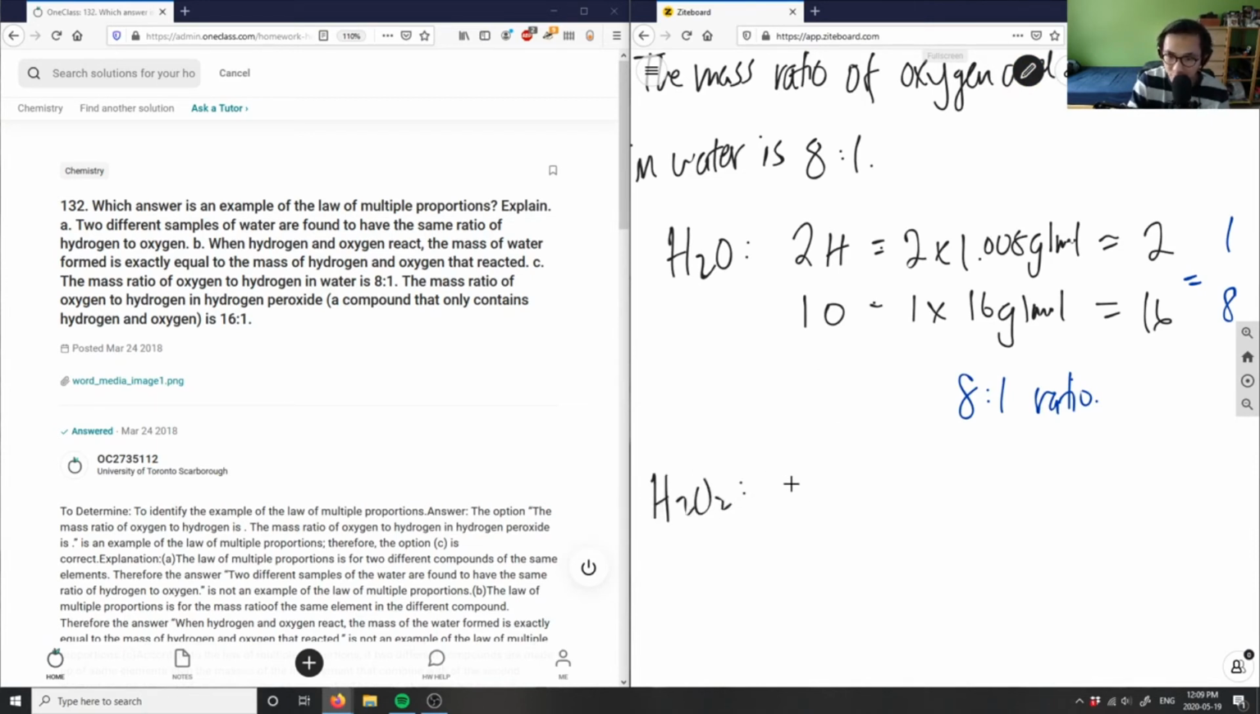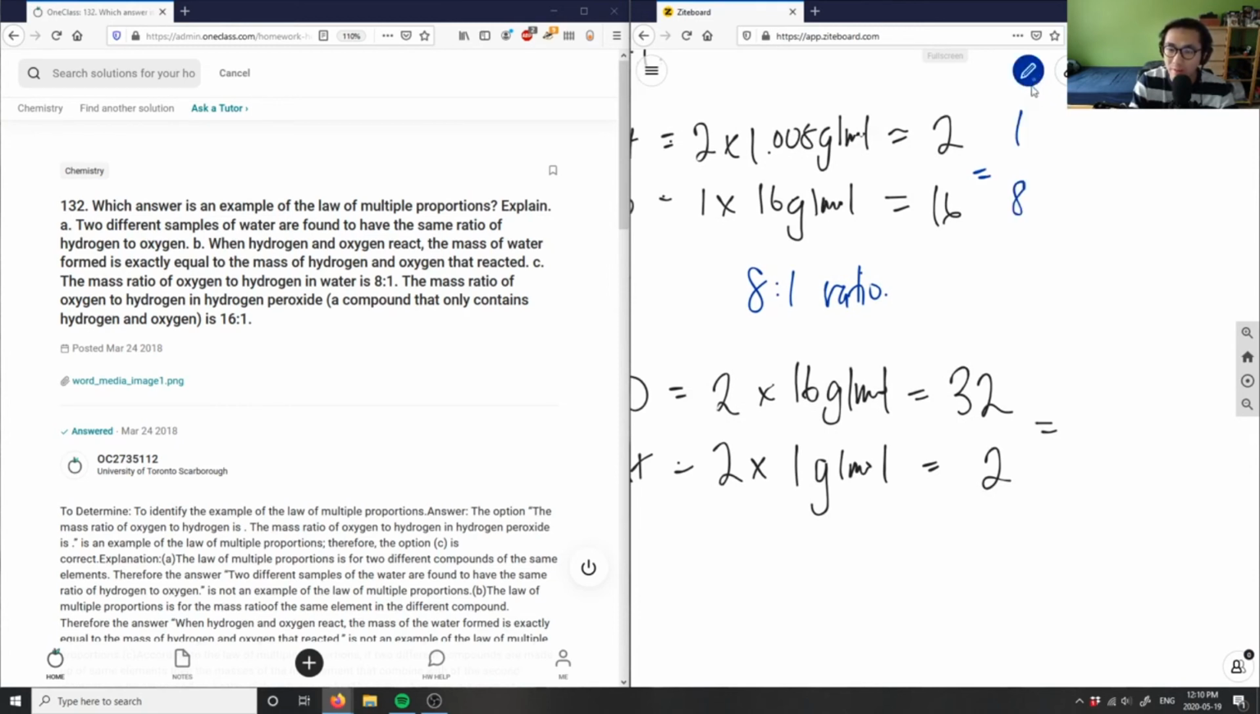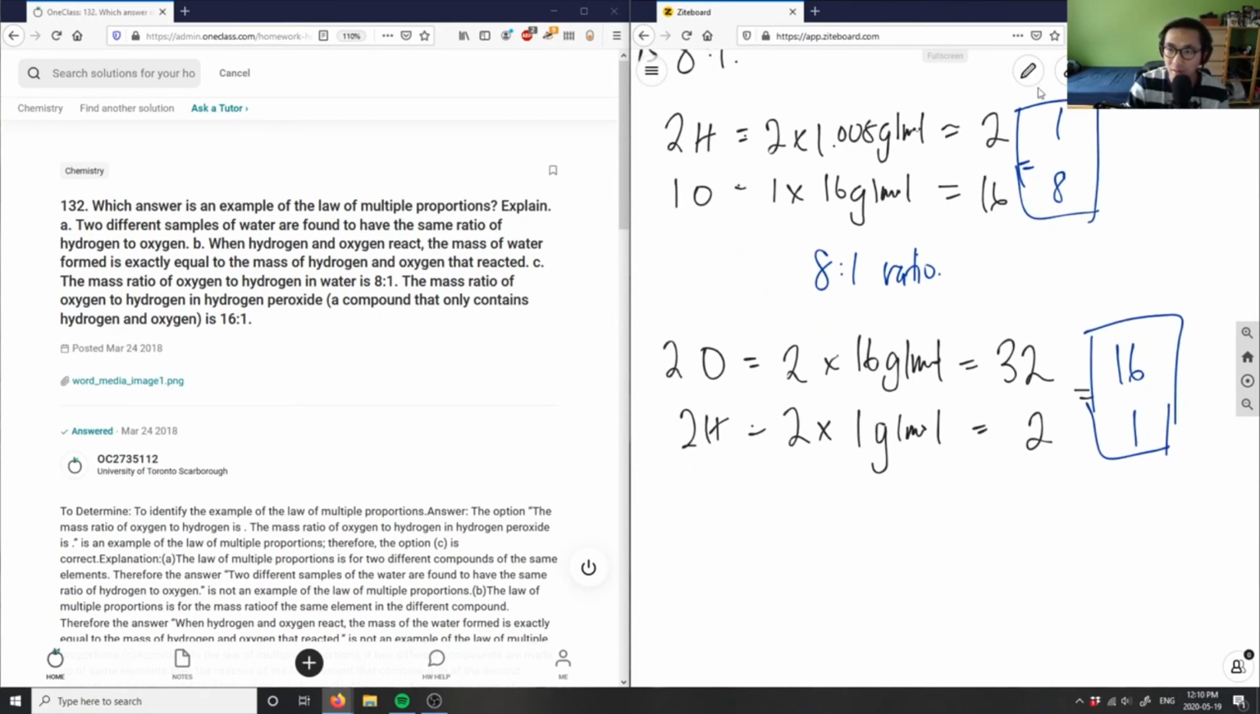So I want oxygen first, so I'm going to write 2 times O here, or 2O, and I have 2 H's. This is going to equal 2 times the molar mass of oxygen, which is 16 grams per mole, and this guy here is also 1, I'll round it to 1 for the sake of our calculations. So I have 2 times 16 is 32, 2 times 1 is 2, and the ratio here is simply 16 and 1. And this is my ratio, which means that these are expressed in whole and small numbers, or a ratio of small numbers.